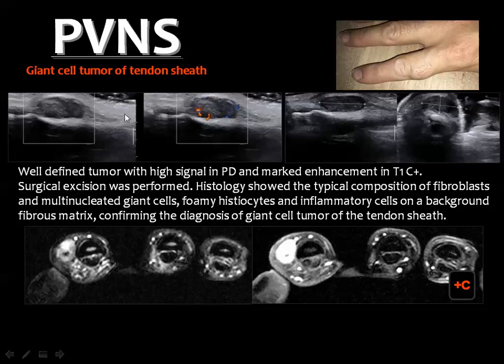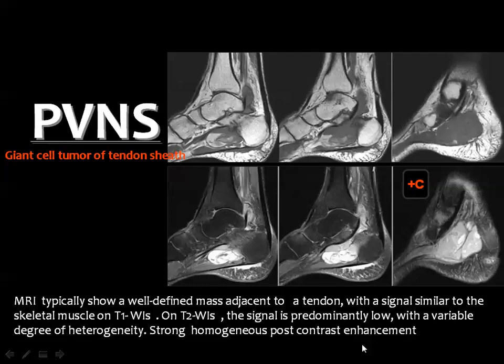Ultrasound and the Doppler of a giant cell tumor of the tendon sheath. And this is T2 weighted image, and this is T1 post contrast after fat suppression. You see the nodule in the finger. It shows some vascularity on Doppler examination. It is predominantly hypoechoic, and whenever you inject contrast material, there is significant contrast enhancement.